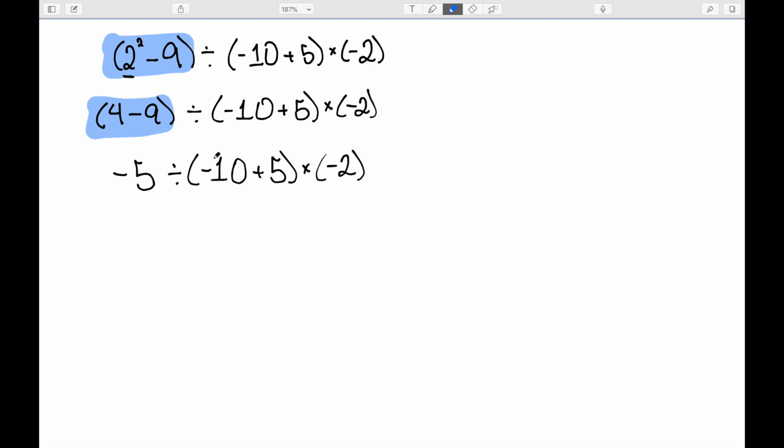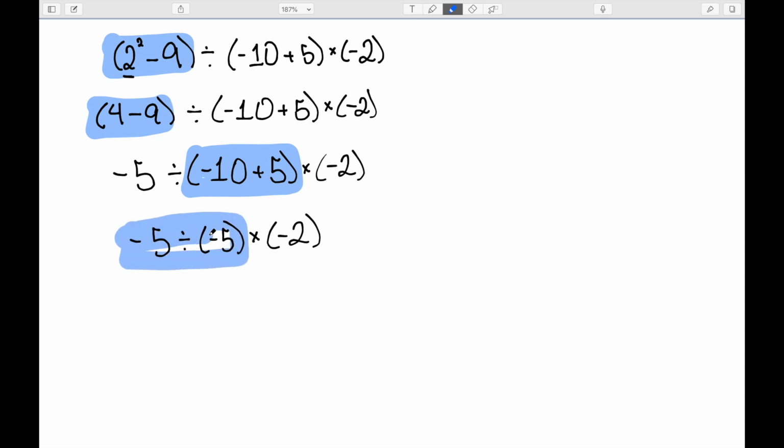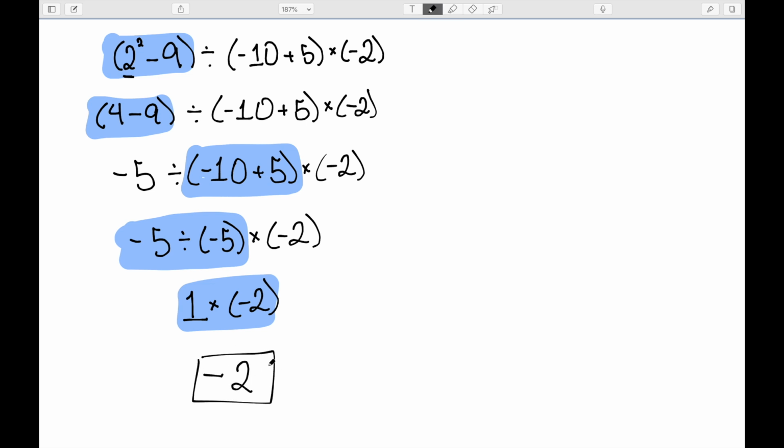Now I'm going to work on my next parentheses here. Negative 10 plus 5 is negative 5. And now we need to multiply and divide left to right. So as I'm reading left to right, the first thing I come across is a division. Negative 5 divided by negative 5. And that's 1 times negative 2. And then my final operation, 1 times negative 2, is negative 2. So I have my solution.